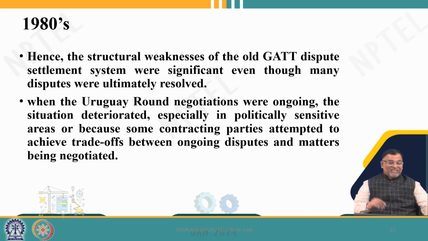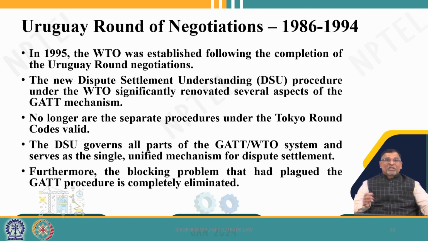So, this was the case in the 1980s, and the number of cases went up like anything. In the Uruguay Round of negotiations, this was one of the most important discussion points. The earlier understanding document was again discussed and included the practice, or the jurisprudence, of the GATT practices, and then they came out with the new agreement on dispute settlement, the Dispute Settlement Understanding, or the DSU.